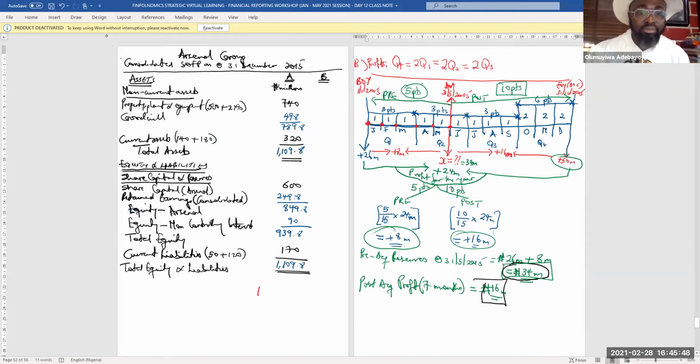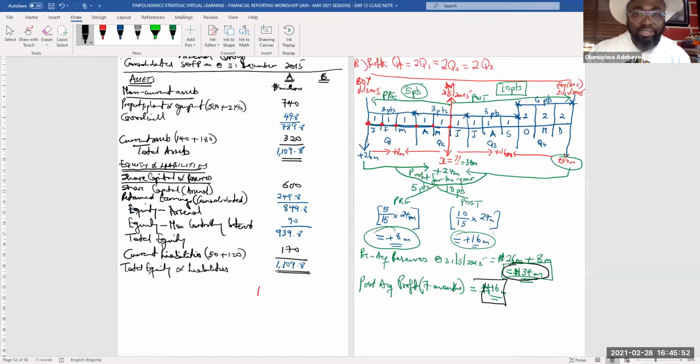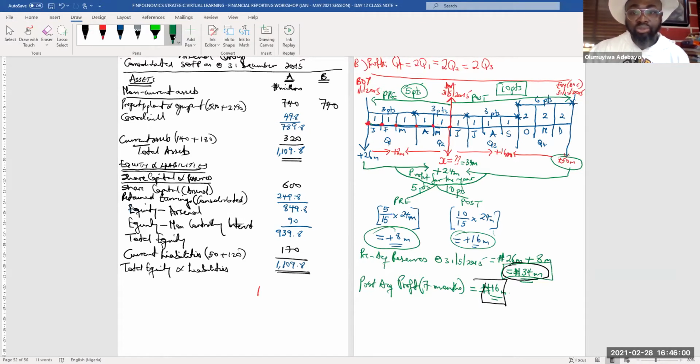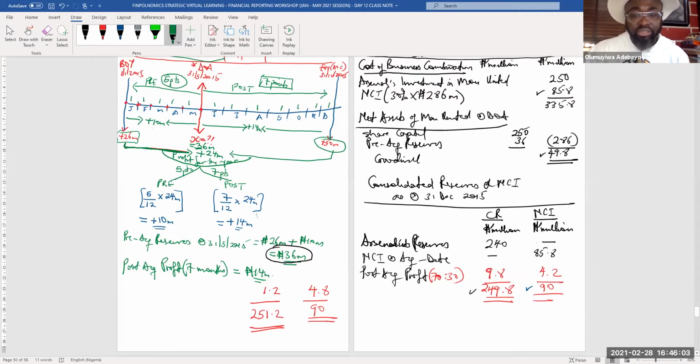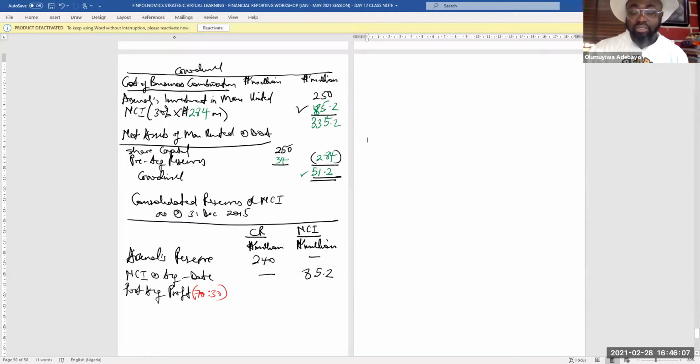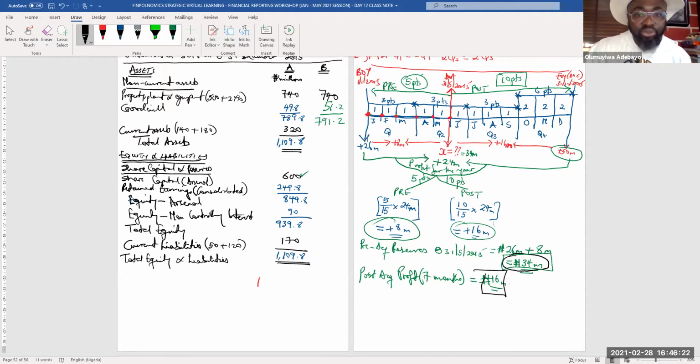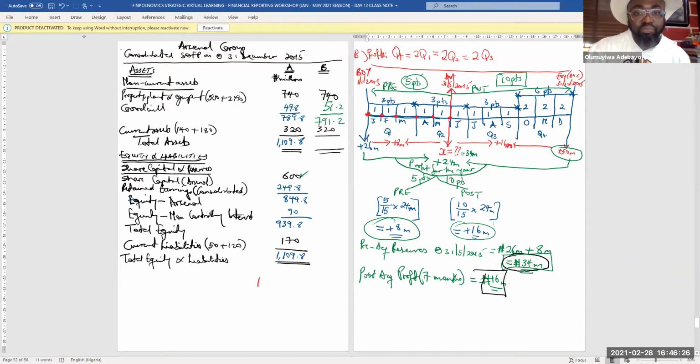What is our group PPE for B? It still remains at the same amount of 740. But what may have changed is the goodwill, which in this case we said is 51.2. 51.2 plus 740 will give me 791.2, while current assets still remain the same at 320. 320 plus 791.2 will give me 1111.2.